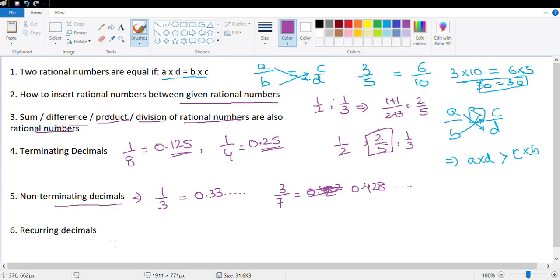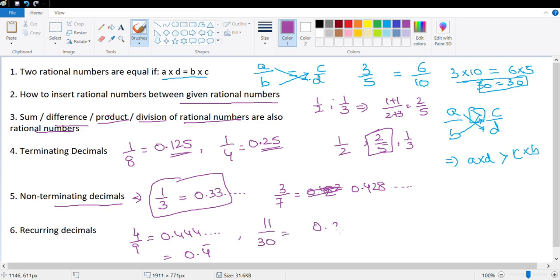What are recurring decimals? Recurring decimals are like 1 by 3, which means the same digit keeps on repeating, or a set of digits keeps on repeating. So for example, 4 upon 9, which is equal to 0.444. This is basically written as 0.4 with a bar on 4. You can also look at 11 upon 30, that would be 0.3666, and 6 keeps on repeating. This can also be written as 0.36 with a bar on the digit which is repeating. So in this case, 6 is getting repeated.